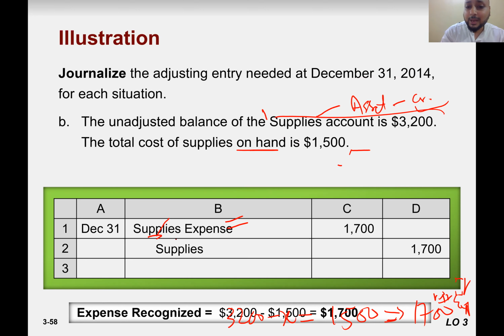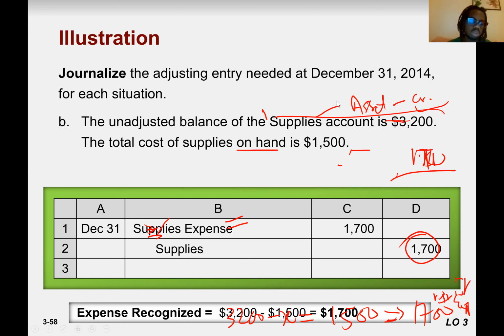No, it is supplies expense, because the $1,700 is what we have used during the year. So we convert that into expense. Supplies expense to supplies. Don't focus on supplies. Expense to supplies, because we transfer that 1,700 to the expense account and reduce it from our assets, which is 3,200. It decreases by 1,700 because we used 1,700 worth.